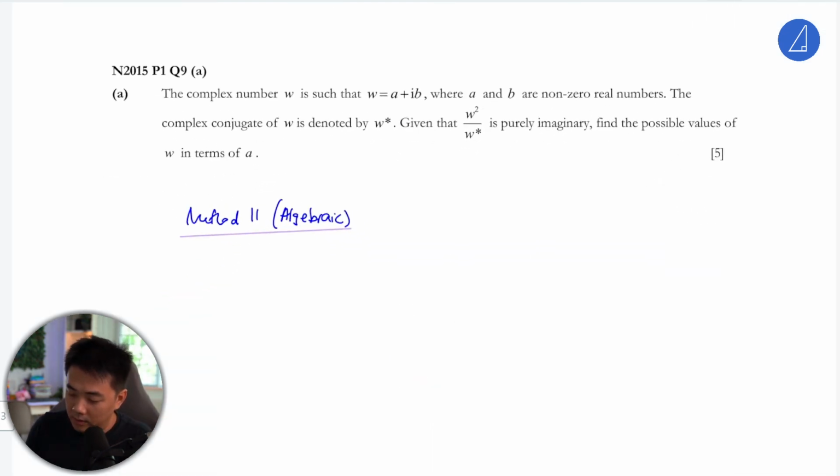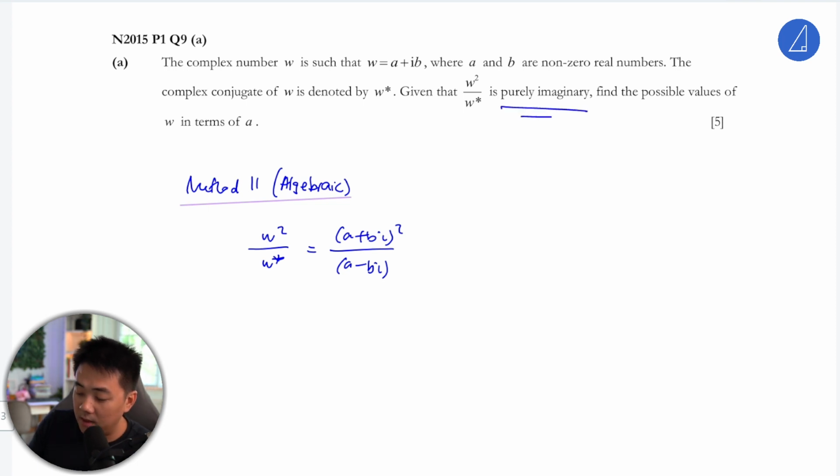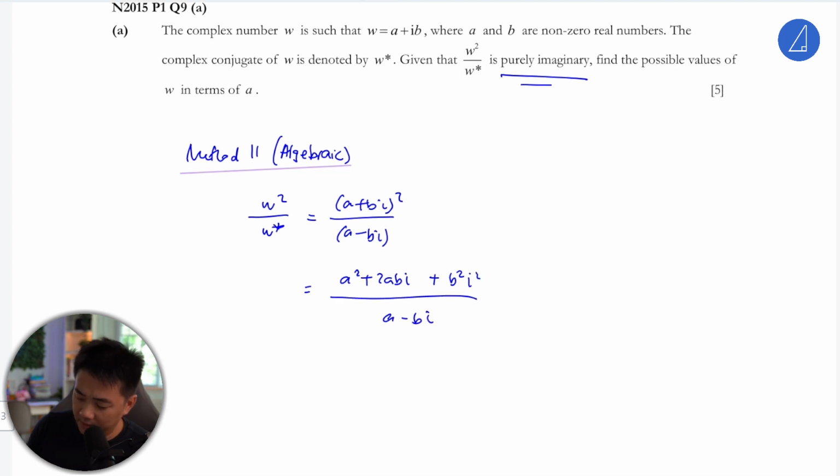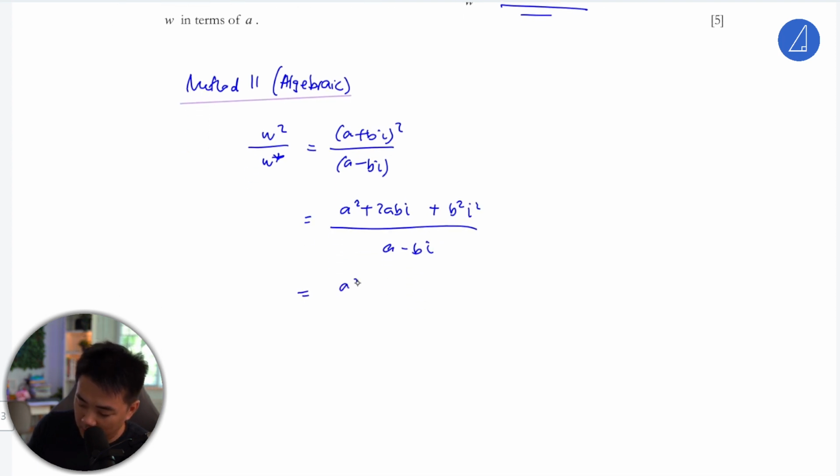So method 2, what we're going to do is just use algebra. Shouldn't be an issue. You take w squared over w conjugate, so that will be a plus bi squared over a minus bi. You want it to be purely imaginary, which means the real part has to be 0, so you just equate it to 0. I'm just going to expand this: a squared plus 2abi plus b squared i squared, which is negative 1, over a minus bi. Then from here, we group the real and the imaginary parts.